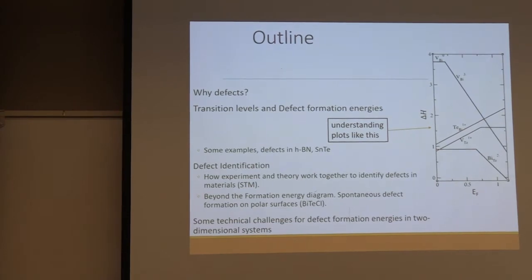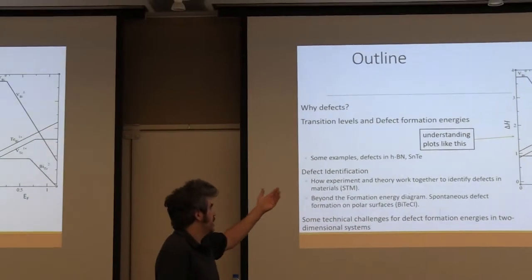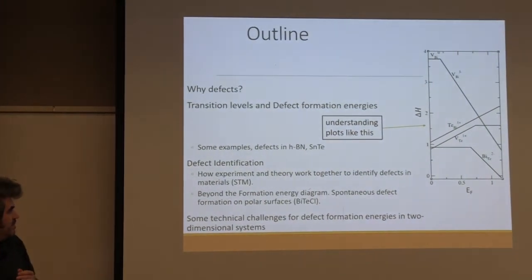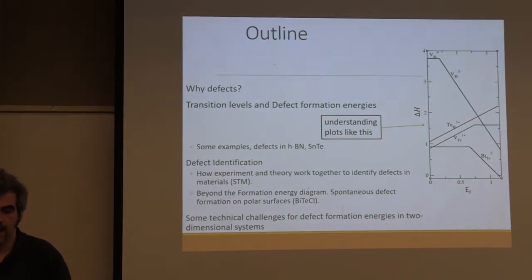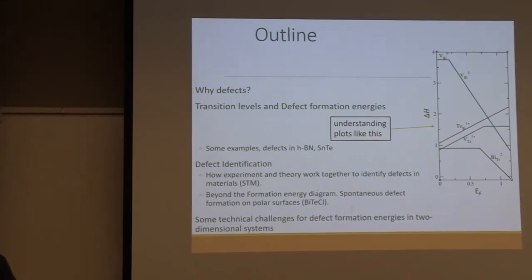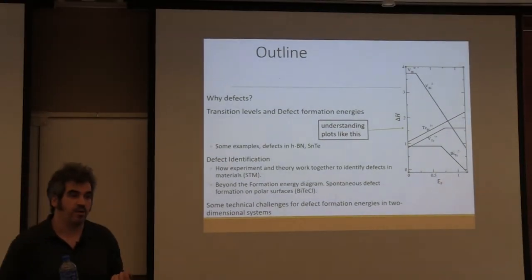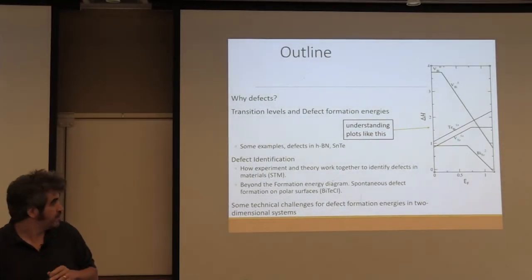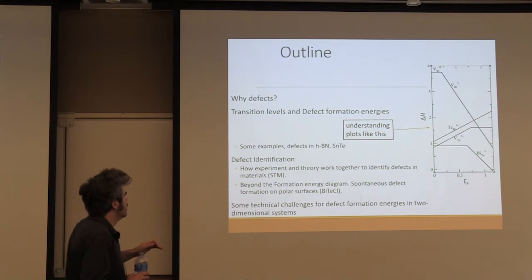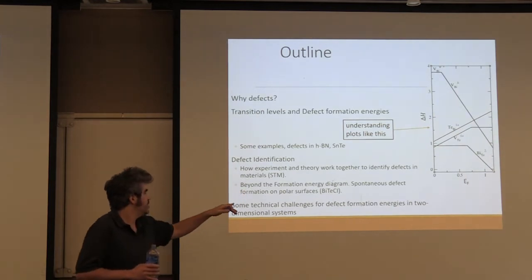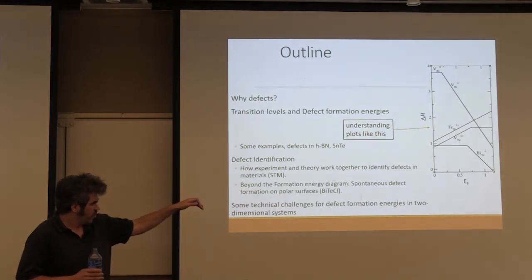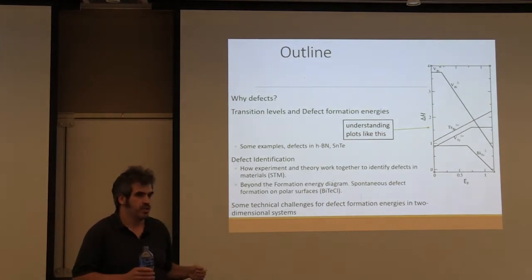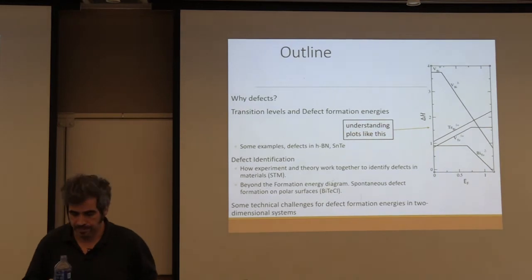And I'll give some examples of real materials like hexagonal boron nitride and tin telluride. Then I'll talk about defect identification and how experiment and theory can work together to really pin down what defects are in the material. And then I'll talk a little bit about going beyond things like formation energy diagrams. In a current project we're looking at spontaneous defect formation, which you can actually see happening using STM.